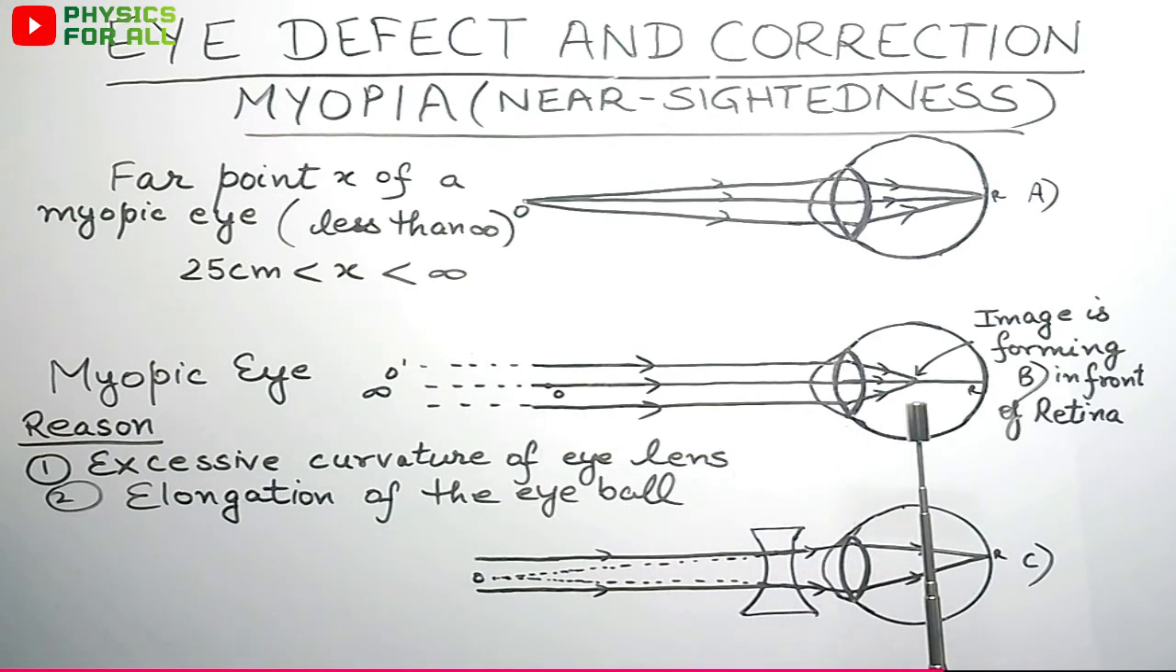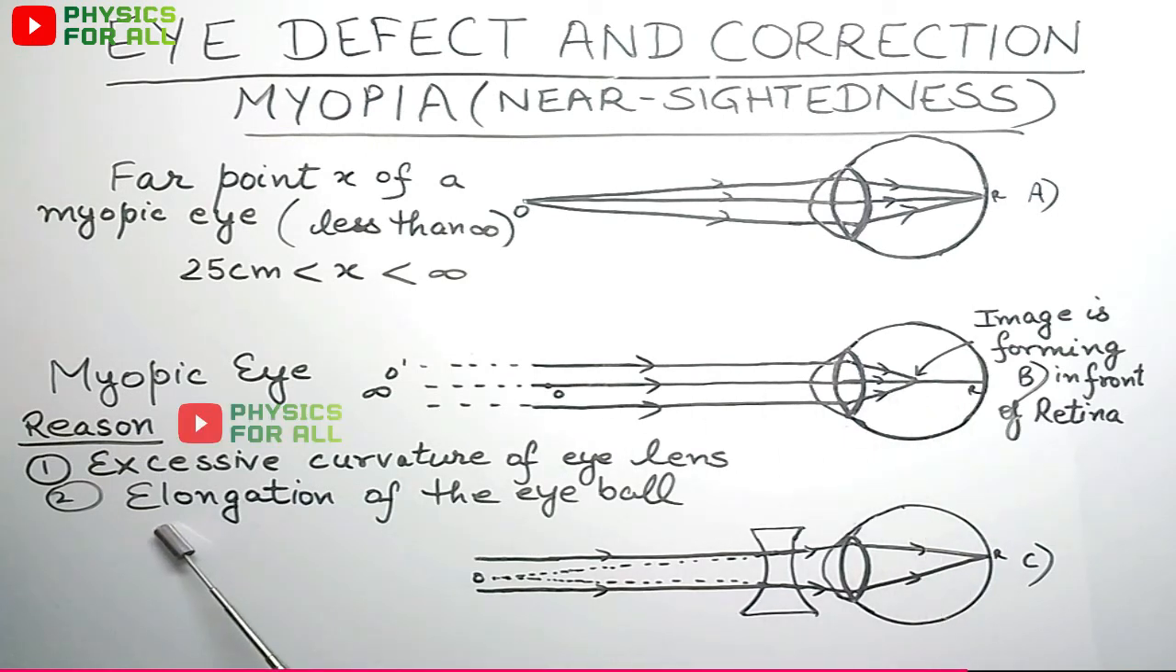So there are two possible reasons. First, if there is some defect in the lens itself, that if the lens gets thicker or its curvature increases, then its focal length decreases and it will converge the light rays at a much shorter distance. So the image will form in front of the retina.